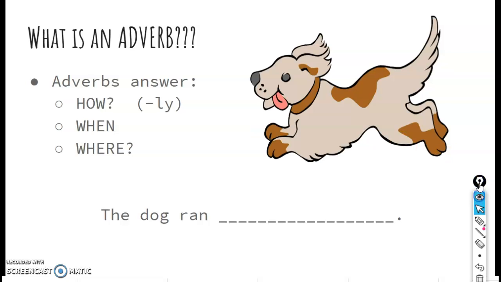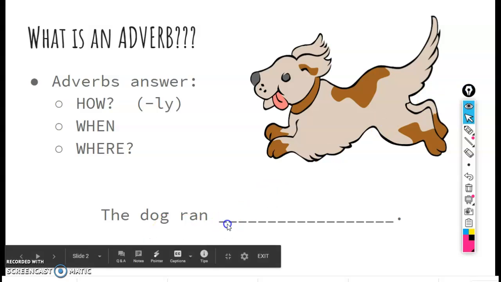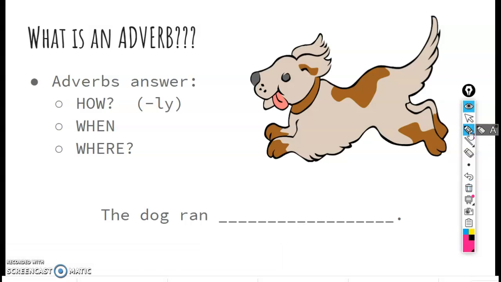So in my picture, I have a picture of a dog and he's running. And the sentence says the dog ran blank. I always like to use this sentence as an example for friends to test to see if their words are adverbs. I can put a word in the blank, and if it sounds correct, then it's probably an adverb. If it doesn't, then that means it's not an adverb.